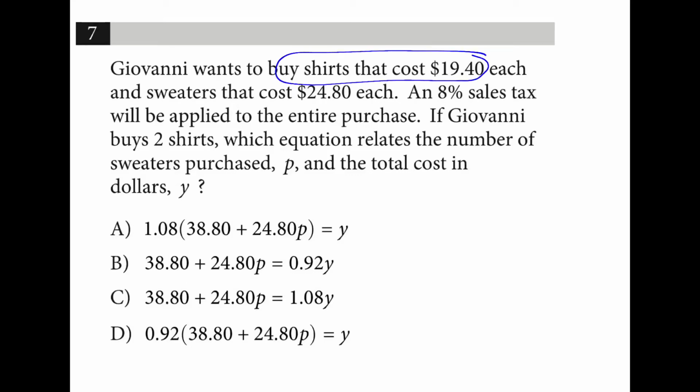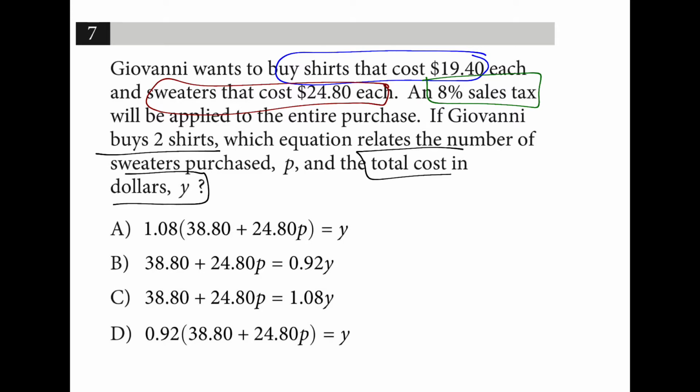Shirts cost $19.40, sweaters $24.80, 8% sales tax. Now, given the scenario where I buy 2 shirts, how can I figure out the total cost in dollars? So if the total cost is Y, we're not going to be applying the percentage directly to that. Instead, how much do 2 shirts cost? That costs $38.80. And we're going to multiply this by 1.08 to add the sales tax.